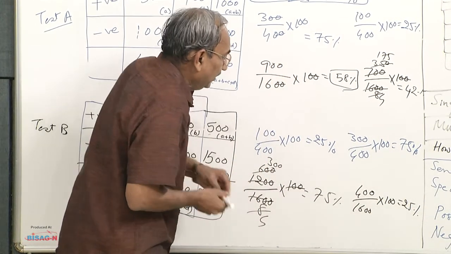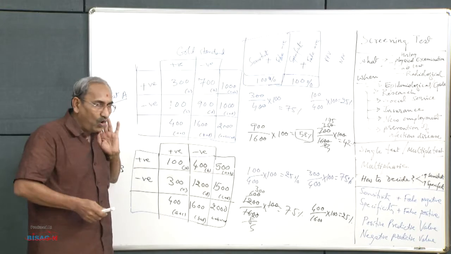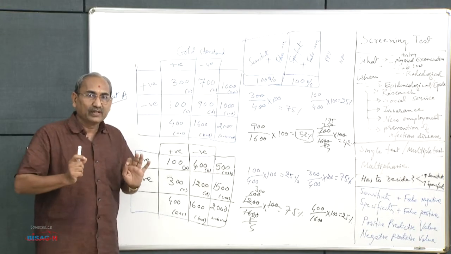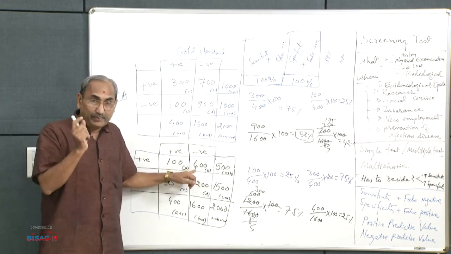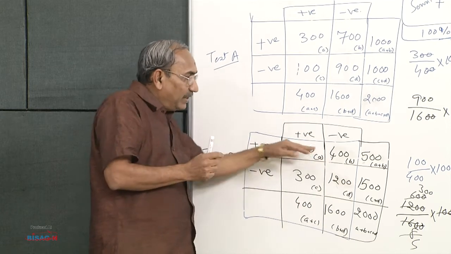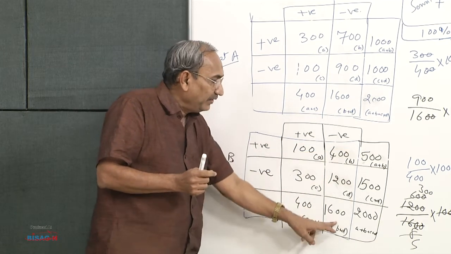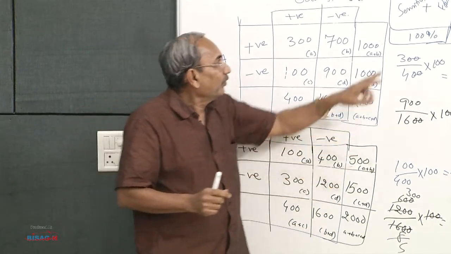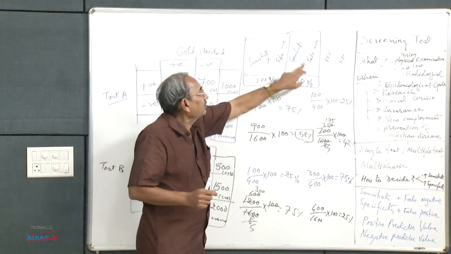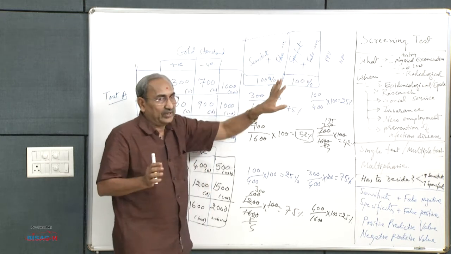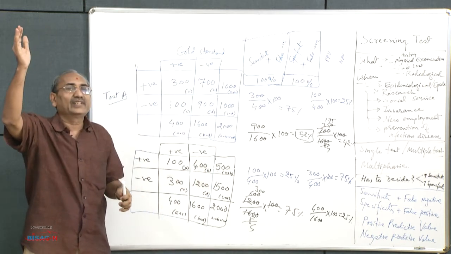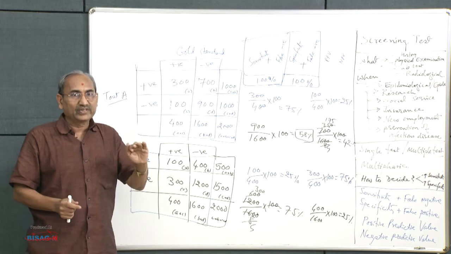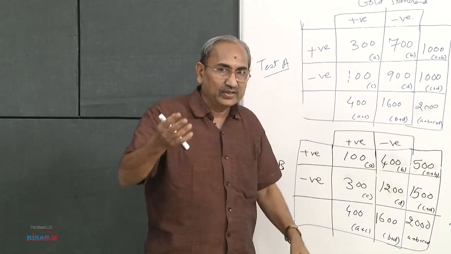So here in this case the rate of false positive, I repeat, falsely labeled as positive even though they were negative, that is 25%. Specificity and false positive together will make 100%. If you increase the specificity, the false positive will decrease and vice versa.